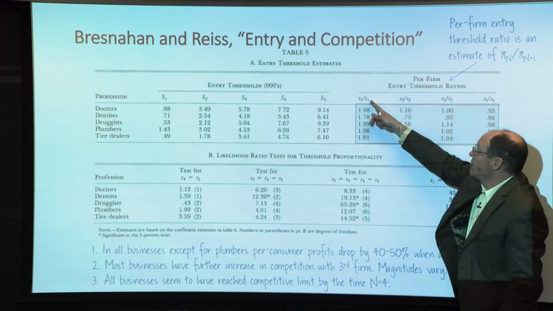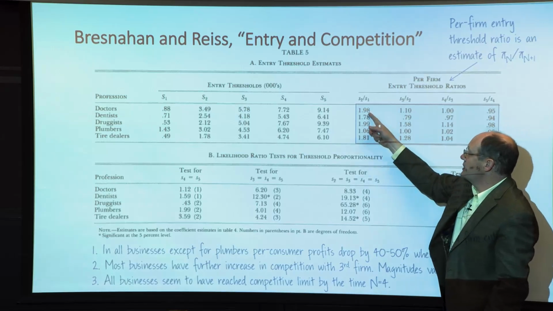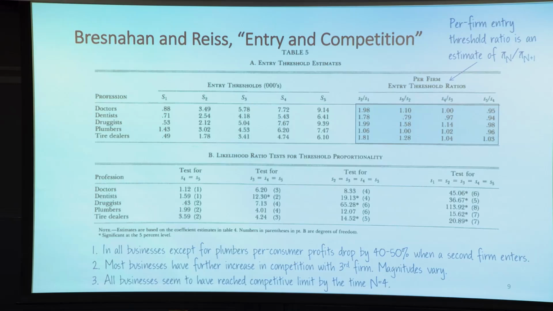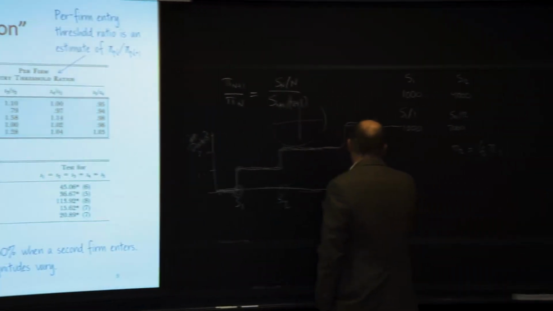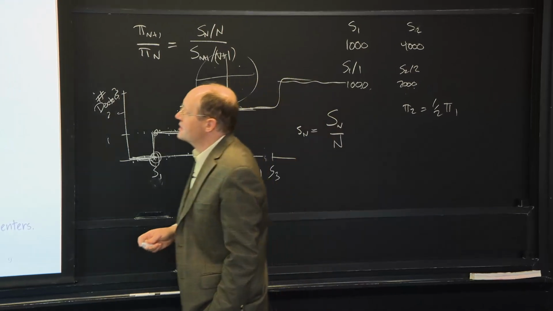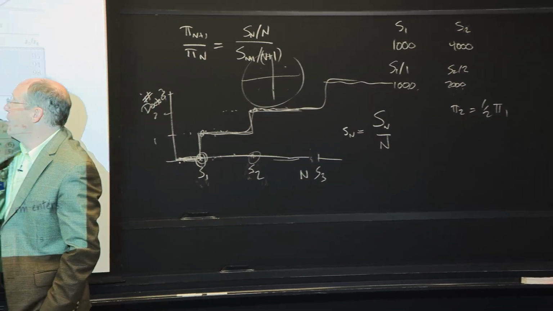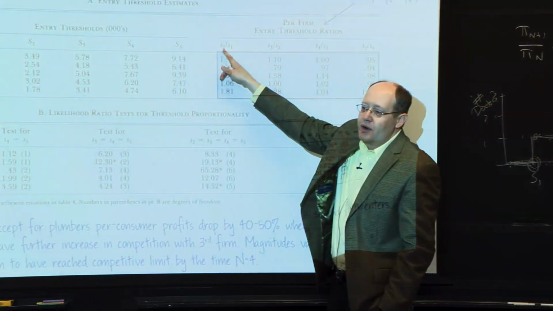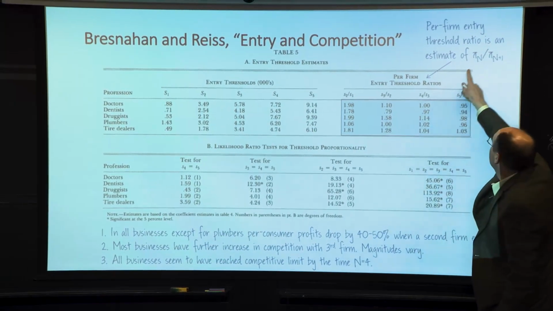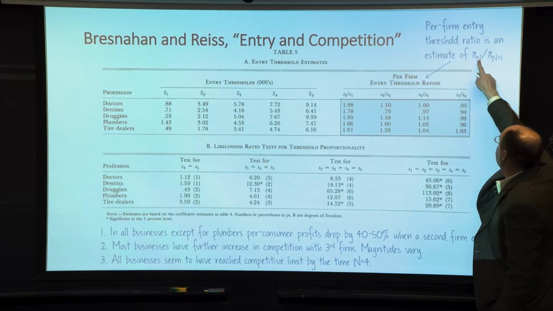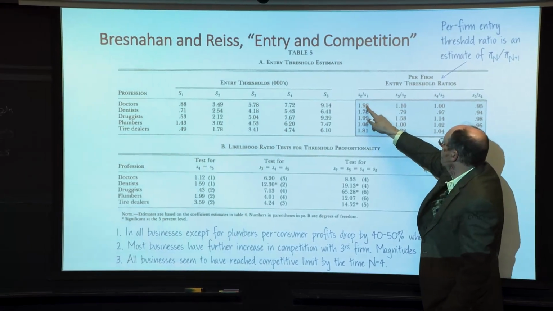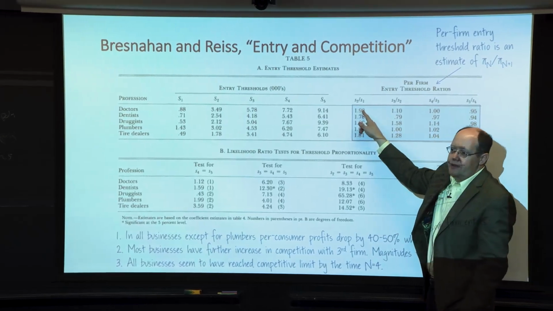Like the S2 over S1 ratio, this is how many customers per firm you need to have. So they use little s sub N to be capital S N over N, which is always tough when you're putting things on slides that are small. So anyway, these are the ratios of the per-firm number of customers, which you can think of as the thing that's supposed to estimate pi N over pi N plus 1. So this is supposed to be pi 1 over pi 2.